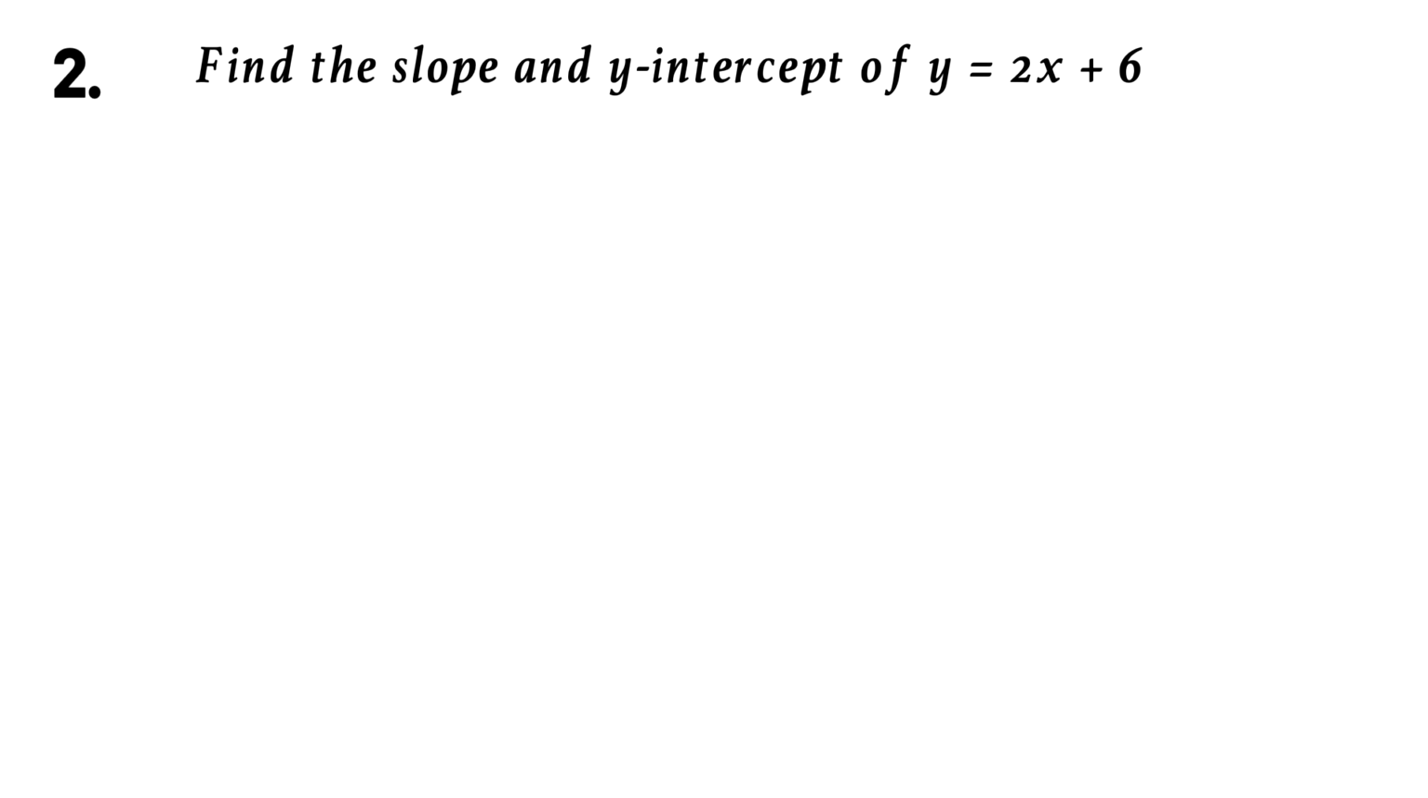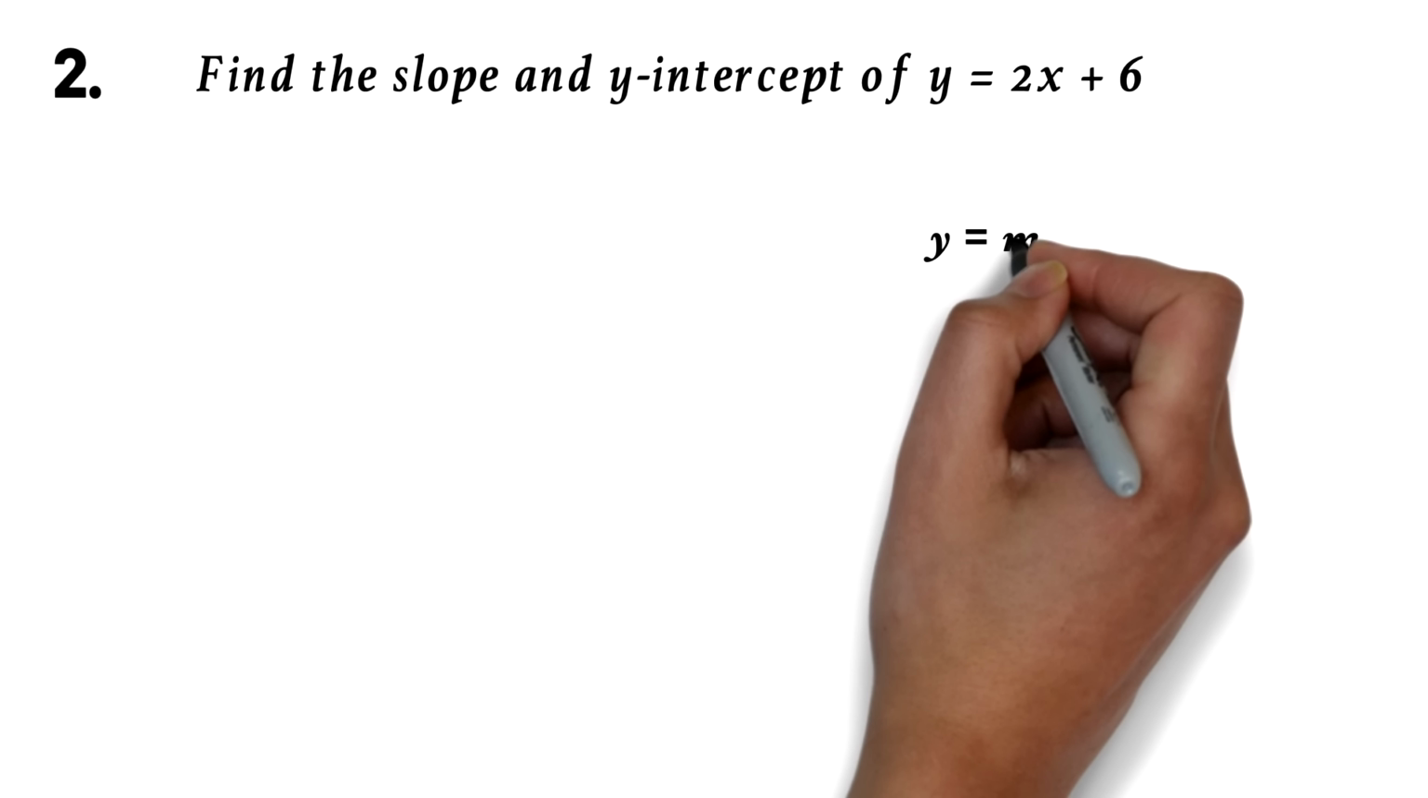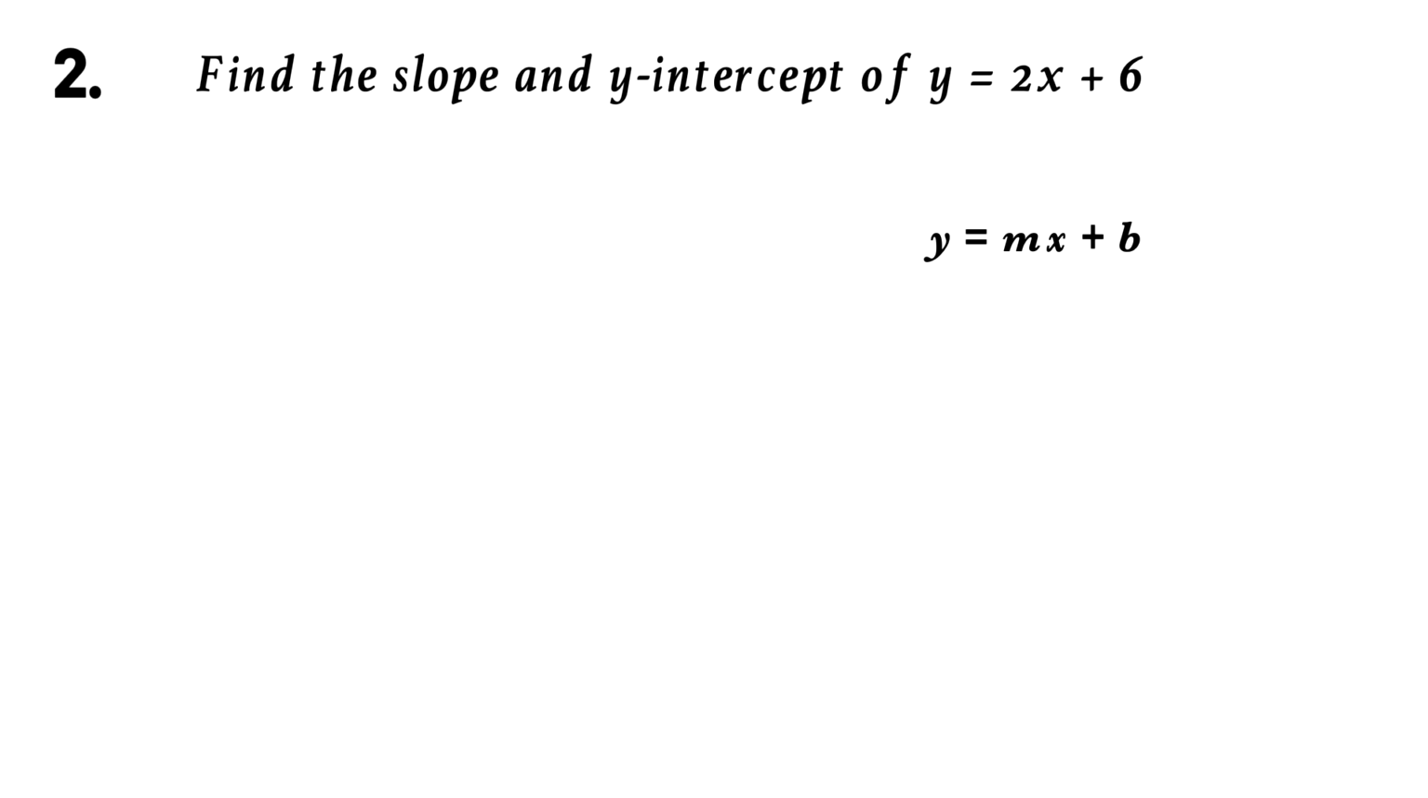Question 2. Find the slope and y-intercept of the line y equals 2x plus 6. You will use the formula for slope-intercept form of the equation of a line, which is y equals mx plus b. This will be given on the GED formula sheet, so you don't have to memorize it, but being familiar with it can help with your speed.